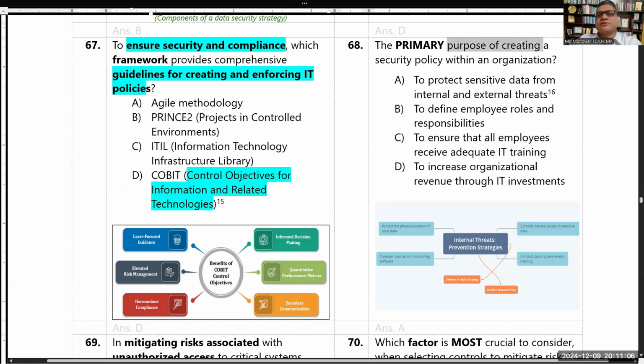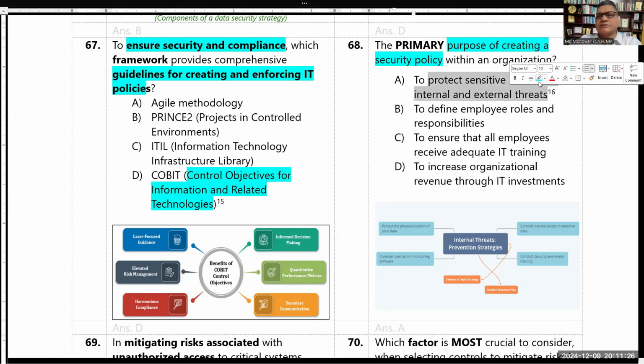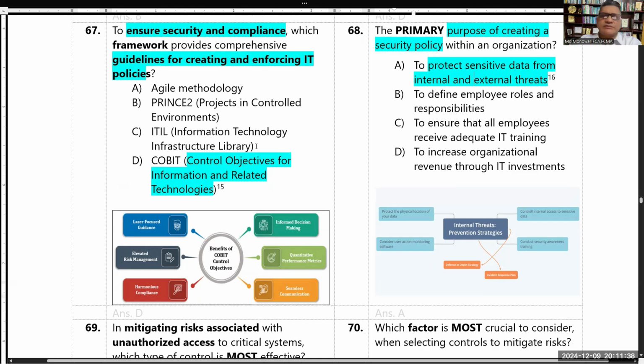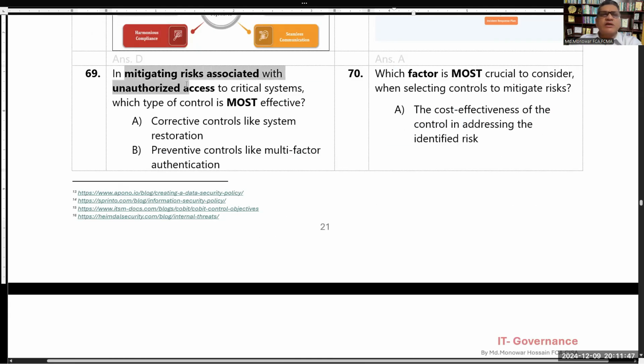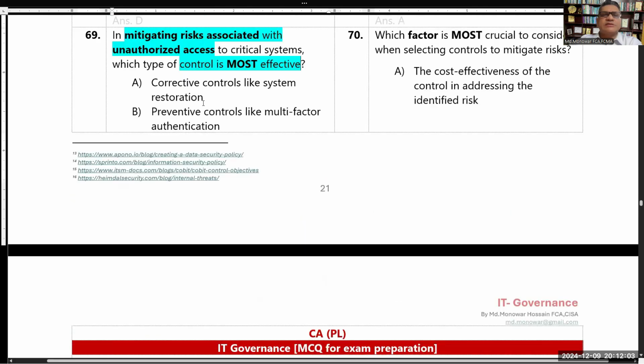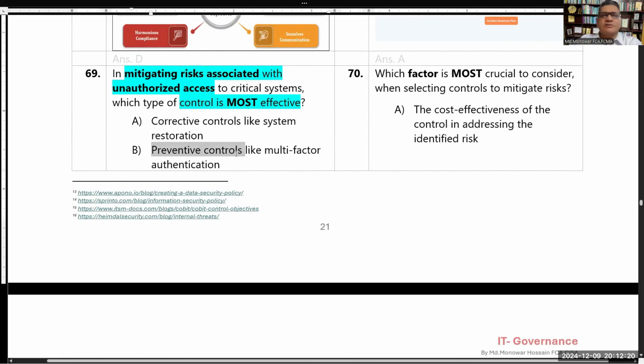The primary purpose of creating a security policy within an organization is to protect sensitive data from internal and external threats. Answer A. So internal threat prevention strategy is taken here as well as external. Your answer is A. In mitigating risks associated with unauthorized access to critical systems, which type of control is most effective? So the type of control is preventive controls like multi-factor authentication.